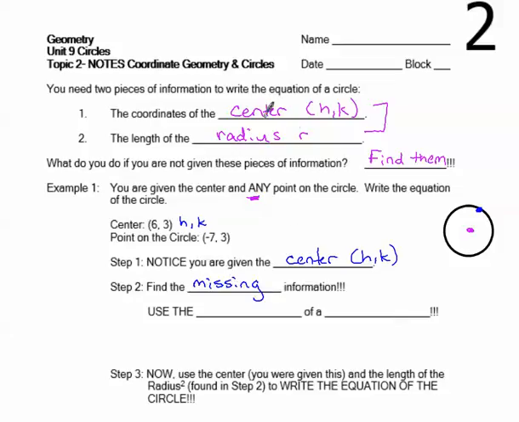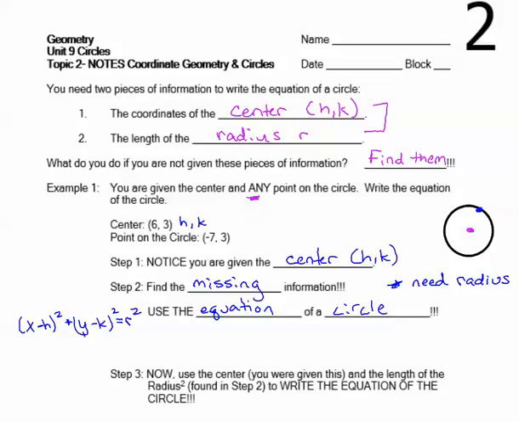Now we need to find the missing information. Well, I need the center and the radius. I have the center, so I need the radius. We need r. So we're going to use the equation of a circle. Very helpful. Let me write the equation just so we have it to refer to: (x minus h) squared plus (y minus k) squared equals r squared.